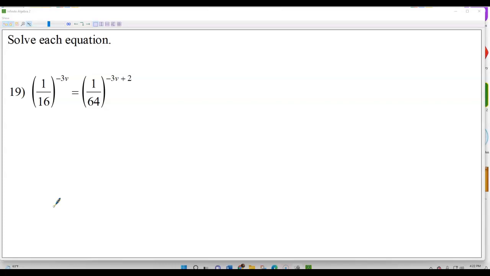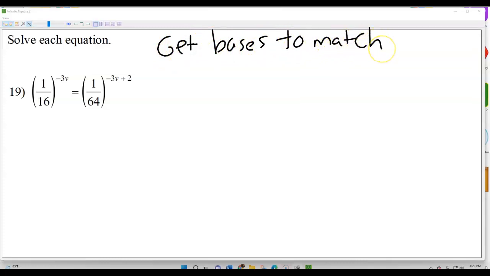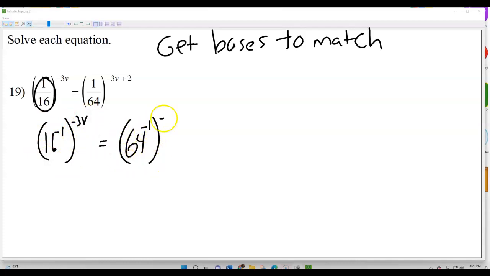Now the first thing that we're going to do is we want to get the bases to match. So get bases to match. Okay, so what do I mean by that? Well, let's see, I'll show you. First of all, I'm going to rewrite that as 16 to the negative 1 power. And I'm going to write this as 64 to the negative 1 power. We don't like these fractions, so we flip them over and give them an opposite power there. It's kind of like the reverse of what we just did on the other problem.